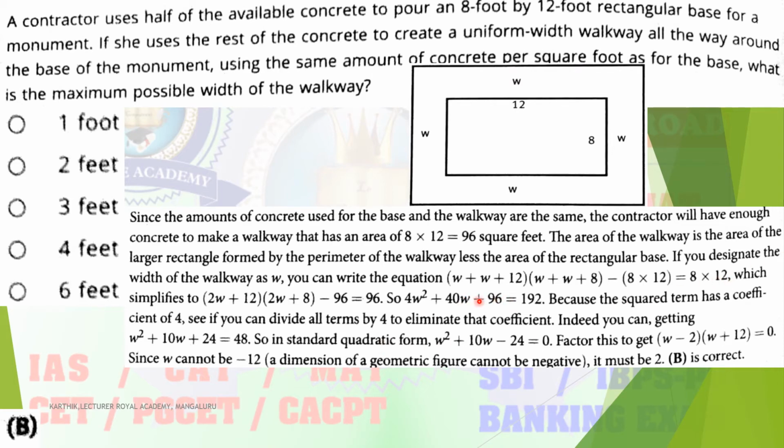So that is equal to 8 into 12. So you will get one quadratic equation. By simplifying, you will get W square plus 10W minus 24 is equal to 0. So you will get W as 2 feet. So option B is the correct answer.